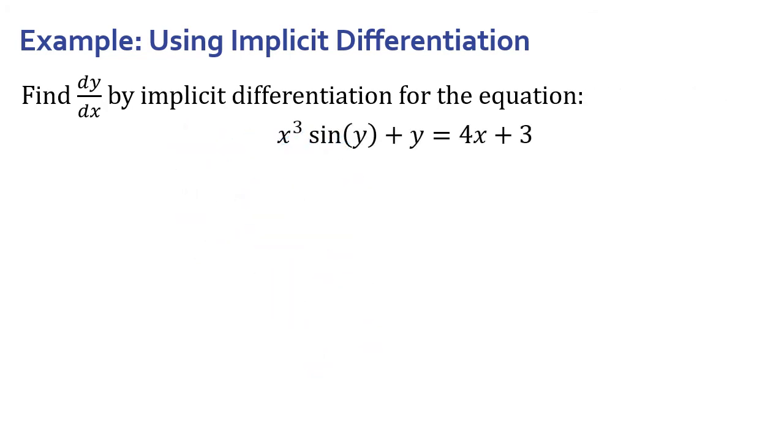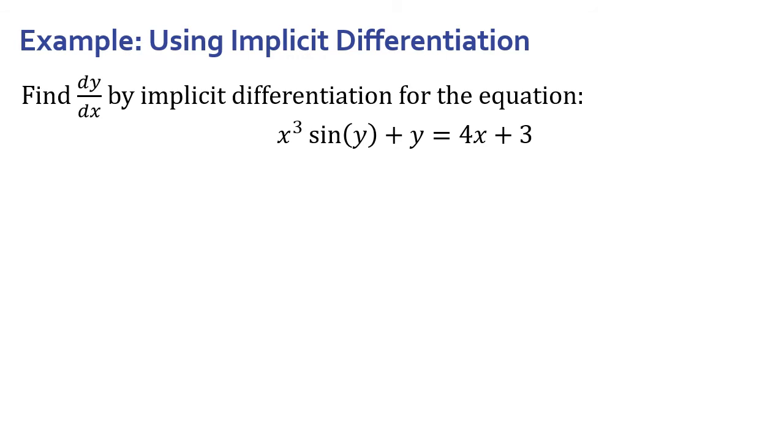Find the derivative of y with respect to x by implicit differentiation for the equation x squared sine of y plus y equals 4x plus 3. Okay, so this is an implicit differentiation because I don't have y equals and everything else is in terms of x. So we will use the steps for solving and doing implicit differentiation.